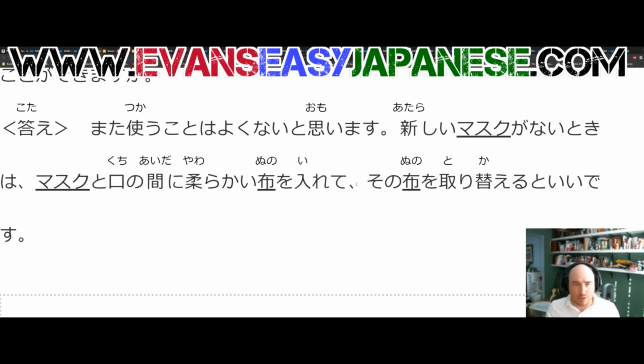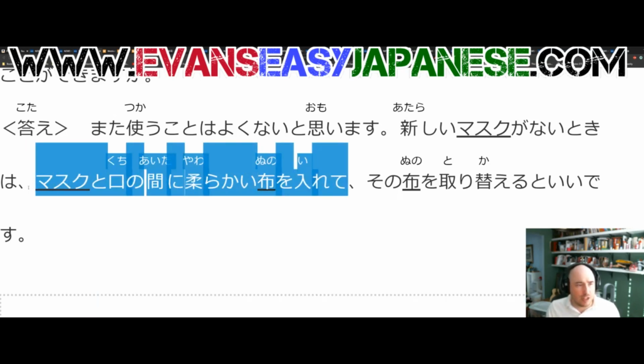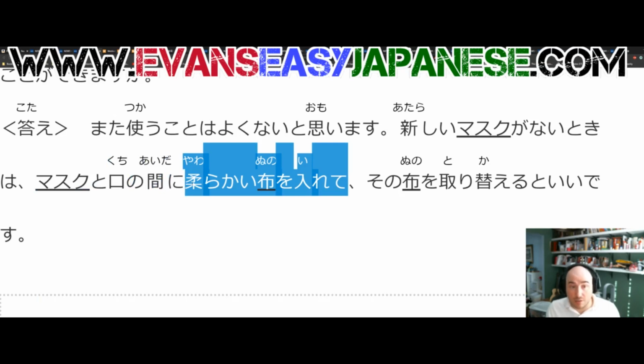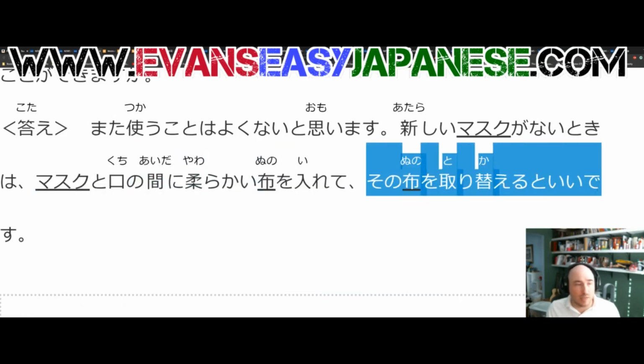Again, fancy language: verbs will discuss transitive and intransitive. You should know it by now because we're trying to do these in order. So irete, put a soft cloth, yawarakai nuno o irete, in between the mouth and the mask. And then sono nuno o torikaeru to ii desu. And switch them in and out.